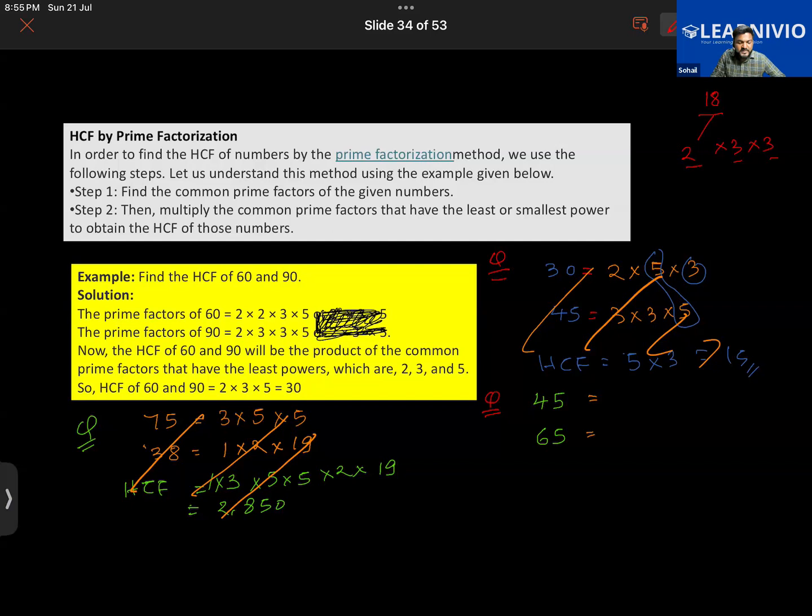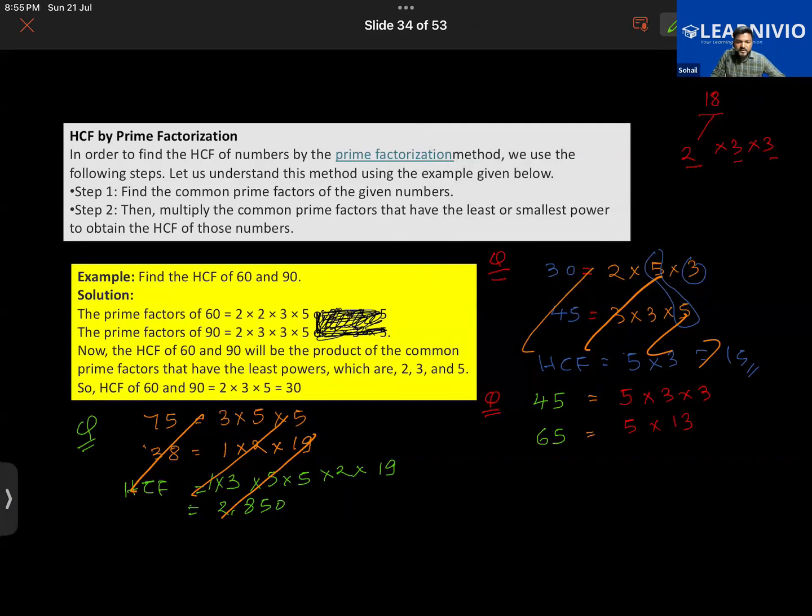Okay, I'm doing the first one for you guys. 45 can be written as 5 times 3 times 3. 5 threes are 15, 15 threes are 45. All of them are prime numbers. Furthermore, 65, how can you write this? You can write this as 5 times 13. Getting it, guys? This is how you can write it down.